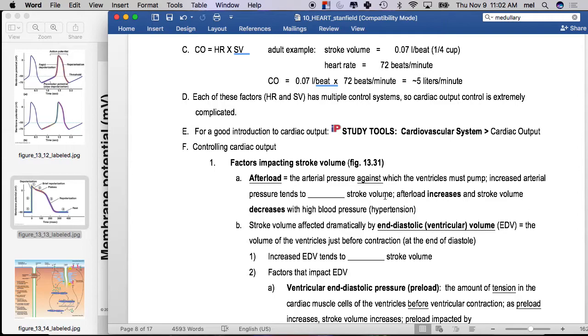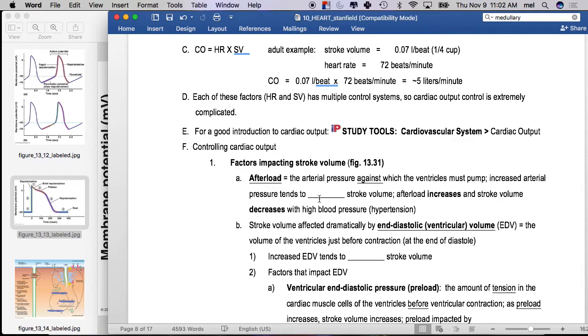It's gross. Okay, so each of these factors is pretty complicated and has a bunch of regulatory mechanisms, but they're all pretty logical. So there is a phenomenal introduction to cardiac output in Interactive Physiology, which apparently only 2 of you are going to use, but that's fine. Maybe these 2 will get better grades, and then they're going to go neener.